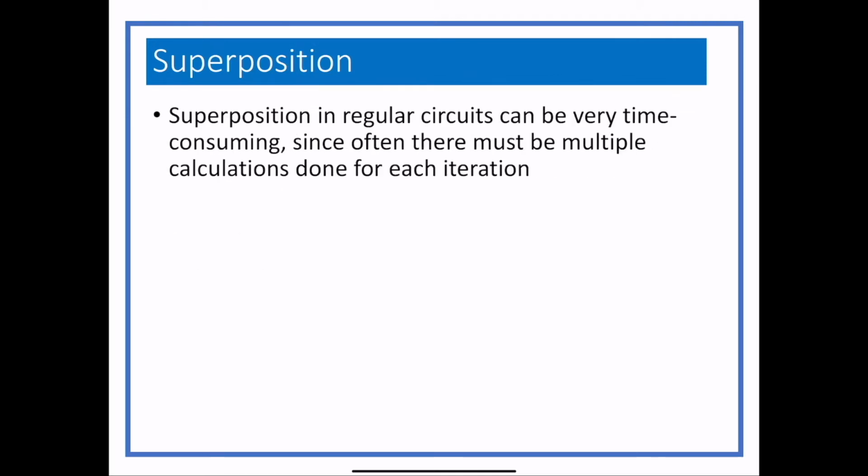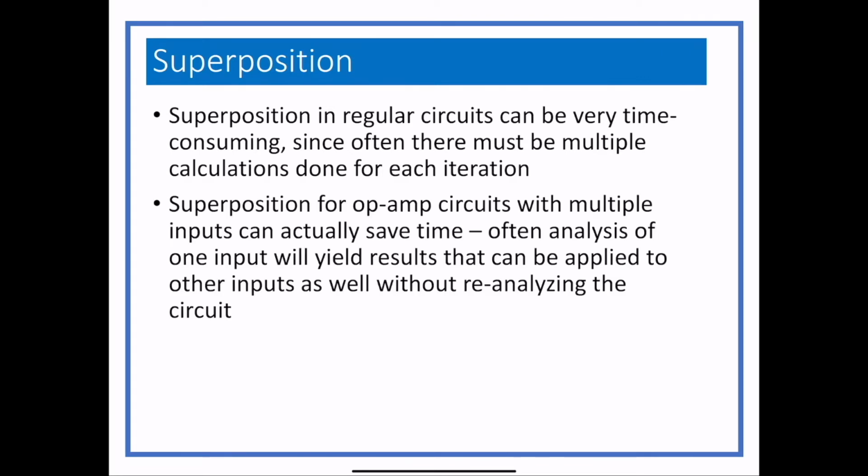So regular circuits are time consuming, and I'm going to show you an example with a regular circuit, although it's a regular circuit in which superposition actually kind of makes sense. But for op-amp circuits, as I said, it will actually save you a great deal of time once we figure out kind of how particular op-amp circuits work. Once we turn off all the sources but one, we'll end up with a circuit we've already analyzed, and then it makes it a little bit easier.